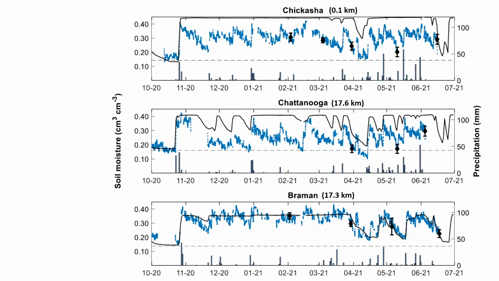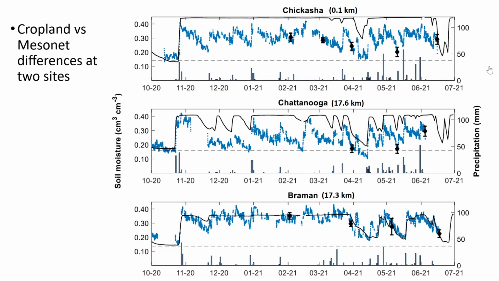The last thing I want to point out, there's a black solid line. That's the soil moisture value from the nearest Oklahoma Mesonet station, just for the sake of comparison to show how these things might differ. And we saw at two sites what we expected to see. There's a large difference in the soil moisture that you might observe if you're looking at the nearest Mesonet station versus what's happening in the field.